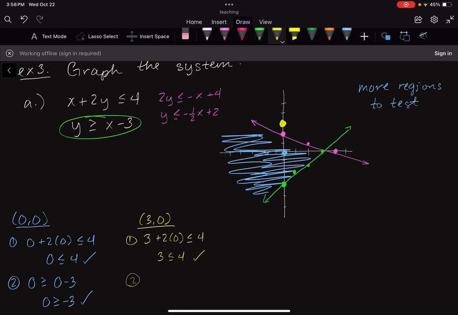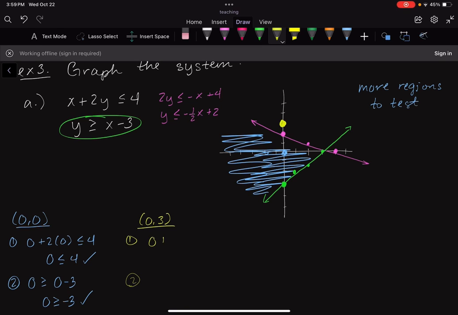And if I plug into the second one, oh, y'all, I did something silly just now. Sorry, it being the last video, I'm ready to be done. I put my point backwards. That's the point 0, 3, not 3, 0. That would have thrown us off because 3, 0 would have worked. Plug in the right points.